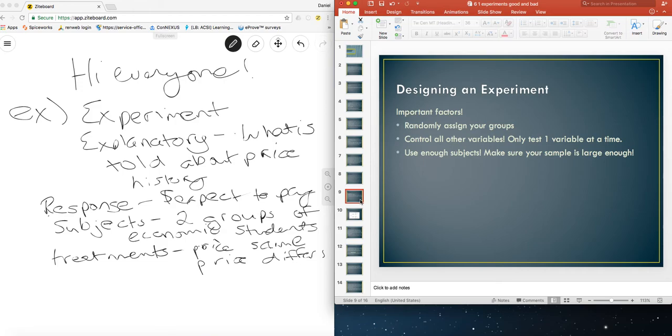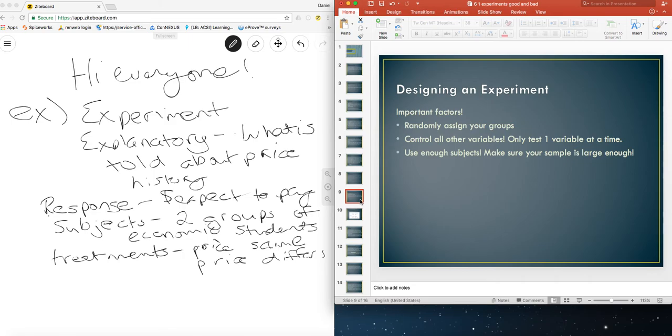So when we design an experiment, which is the whole point of this lesson, first of all, you have to remember to always randomly assign your groups. You cannot say, hey, who wants to be in group A? Because then you've introduced some kind of bias. Make sure you control all other variables.